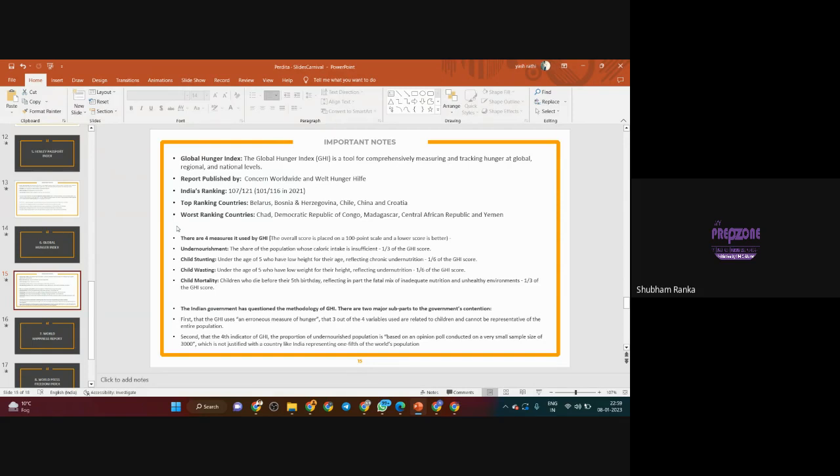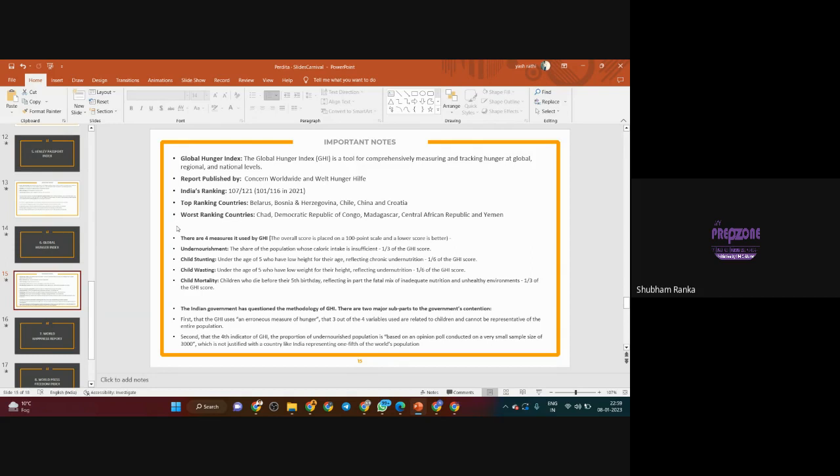The first reason is that GHI uses an erroneous measure of hunger, in that 3 out of the 4 variables are related to only children. That cannot represent the entire population. So you could have also seen the 2nd, 3rd, and 4th measures. They are only specific to children. They're not considering the older population. They're not considering the farming outcomes of a particular country.